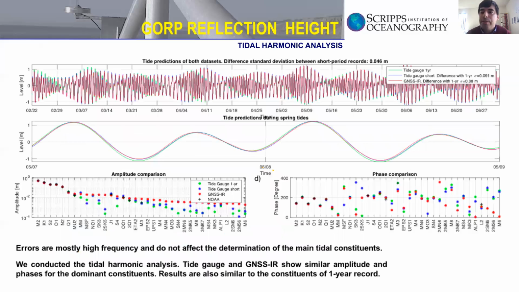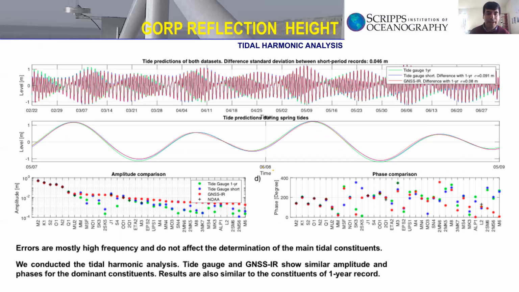Okay, the errors in this wavelet analysis I showed you before are related with high frequency, and that is good news because it allows us to determine long periods from the water level records or the reflection height records. And that is the case, for example, of the astronomical tides, which are always related with long periods. And what we could observe is that we are having a quality very comparable to the analysis we can do, for example, with a traditional tide gauge record.